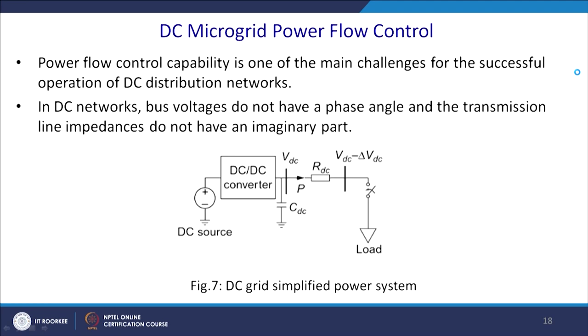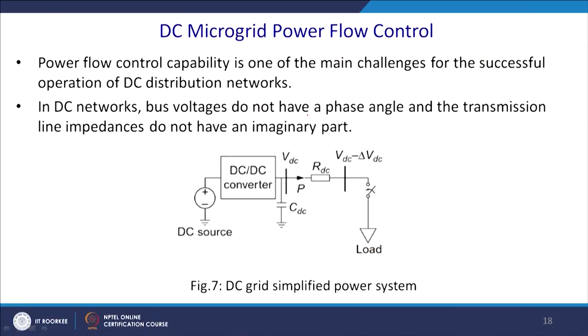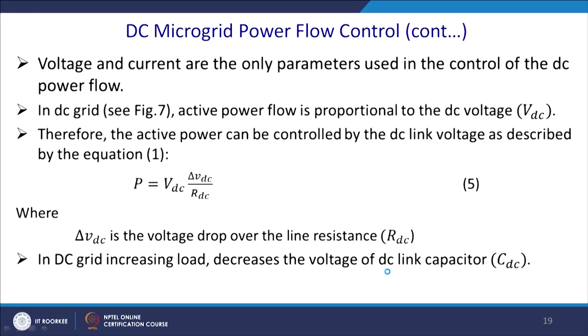Now, come to the point of DC microgrid power flow. The power flow control capability is one of the main challenges for successful operation of the DC microgrid. The DC network and the bus voltage do not have a phase angle, and the transmission line impedance does not have the imaginary part. So, it is quite simple. You have a DC source, you may have a DC to DC converter, because the source voltage and the load voltage may be different, and for this reason you have a different VDC, that RDC, then VDC minus del VDC, and this will be the load. Now, voltage and current are the only parameters used to control the DC power flow.